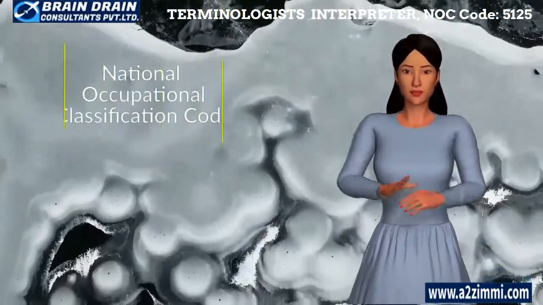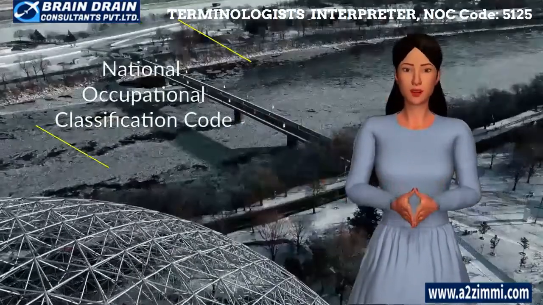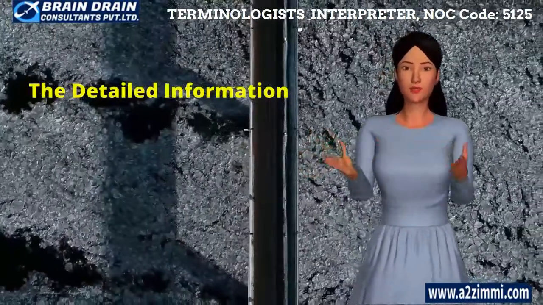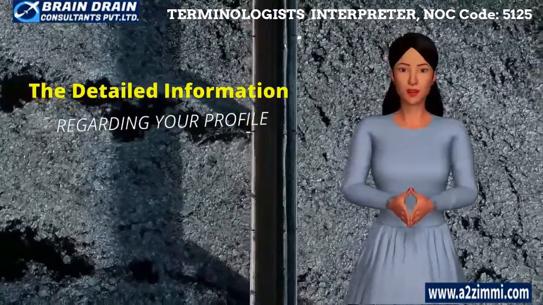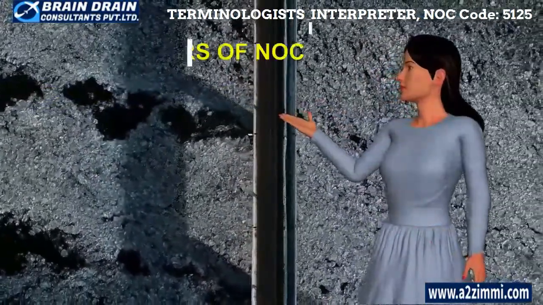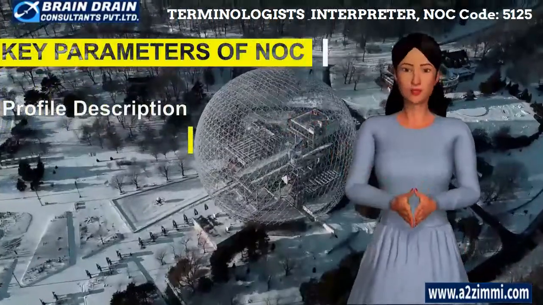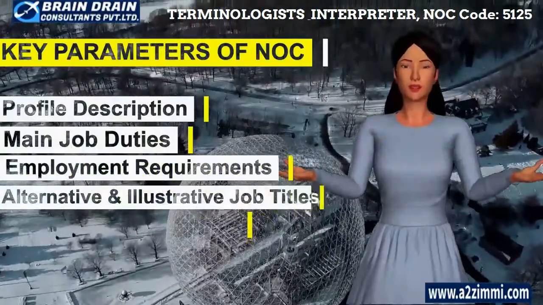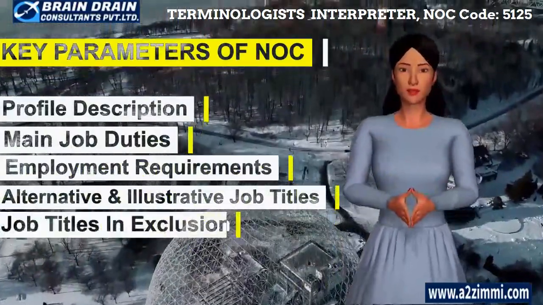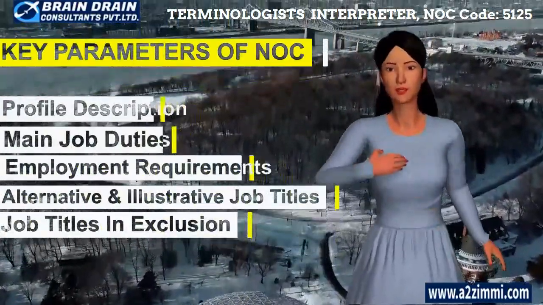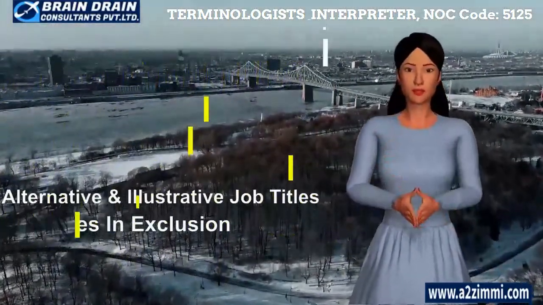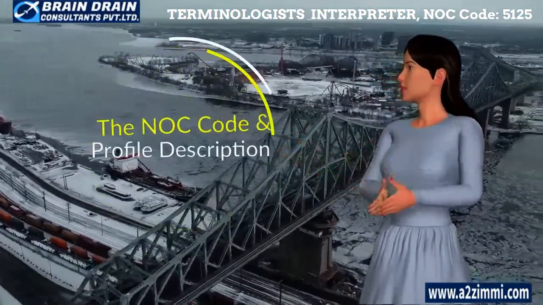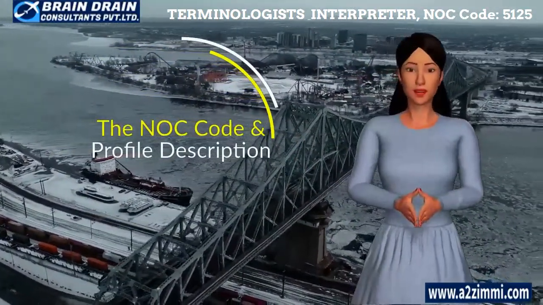In Canada, every skill profile has a unique code that is called National Occupational Classification Code or NOC Code. This code tells us about the detailed information associated with a profile and regarding the key parameters like profile description or profile lead statements, key responsibility area and main job duties, employment requirements, alternative and illustrative job titles, and exclusions. So, first of all, let's see the NOC code and its description for the profile of this video.